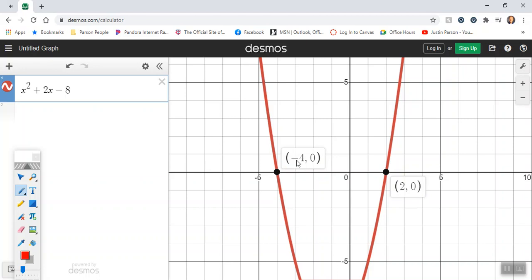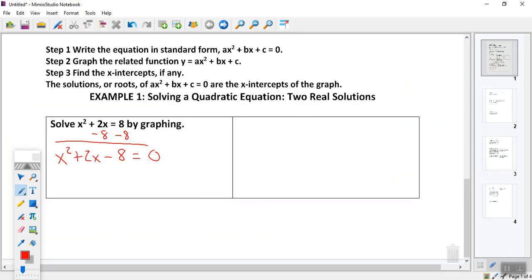So when I do that, I'm going to make a sketch of our graph in our notes so we identify what's going on. We get a graph that looks like this. It came through negative 4 and positive 2 right here.